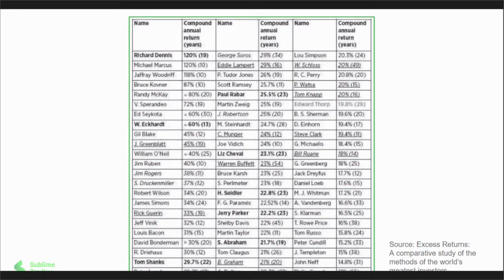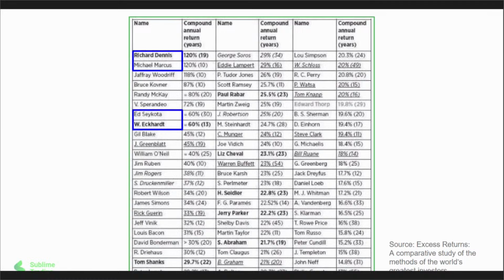Excess Returns, a comparative study of the methods of the world's greatest investors. It's there in the bottom right. It's a book that you guys can order and have a read as well. If you look at the top of the performance table, particularly at the very top there, Richard Dennis, trend follower, his returns were 120% over 19 years.